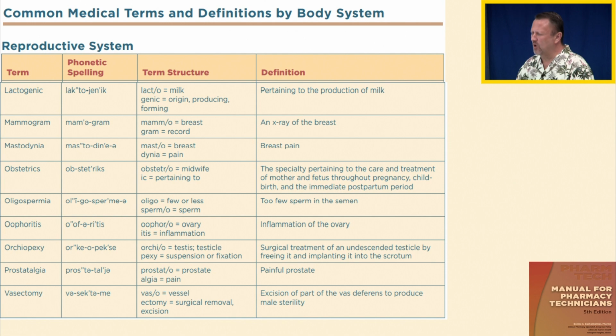Oophoritis is inflammation of the ovary. Orchiopexy is the treatment of an undescended testicle and placing it. Usually pexy means to tie something down. Prostalgia is pain of the prostate. Vasectomy is the removal of the vas deferens so that the male is sterile.